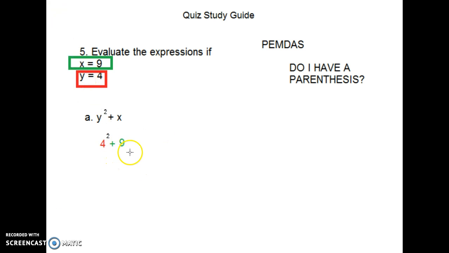Now we do have to do order of operations. I can't just do 4 plus 9 because I do have an exponent here. Do I have a parentheses? No. Do I have an exponent? Yes. Right here, my 2. So it's 4 to the power of 2. That means 4 times 4, right? What does that equal? Okay, 16. So now we have 16 plus 9 equals, and that's going to be our answer. Hopefully you guys got, not 27, 25. That's our answer for 5A.